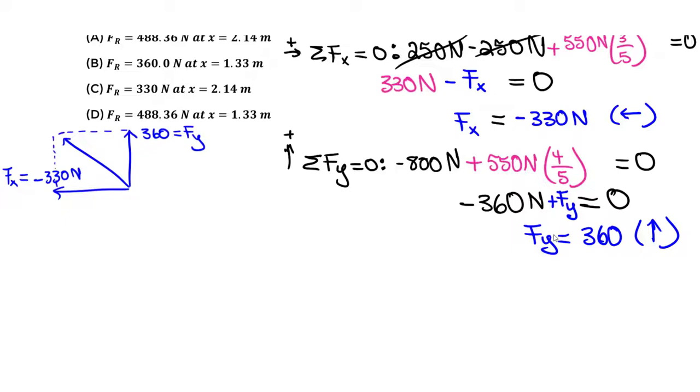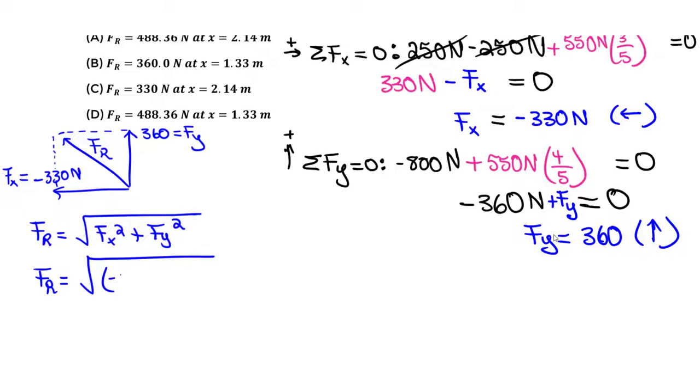So to get that F resultant, all you do is the Pythagorean theorem. So F resultant equals the square root of Fx squared plus Fy squared. Fx is going to be negative 330 newtons squared plus Fy, which is 360 newtons squared. So now for the force resultant, you should get a value. Let me do the math for that. Square root of negative 330 squared plus 360 squared. For that one, you get 488.36 newtons. So that's going to be our force resultant.